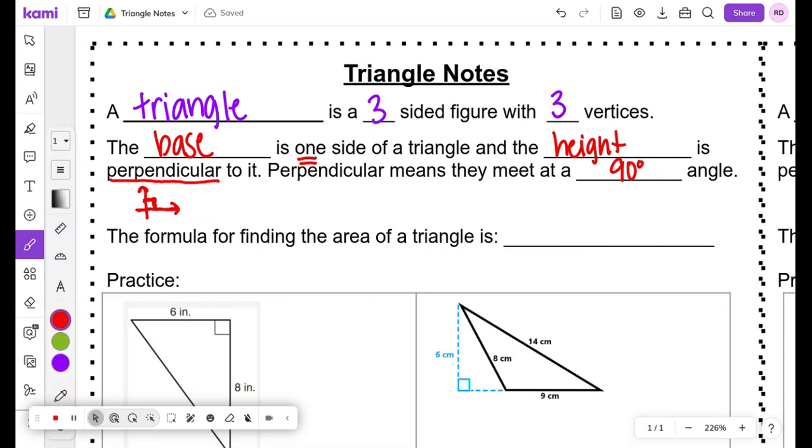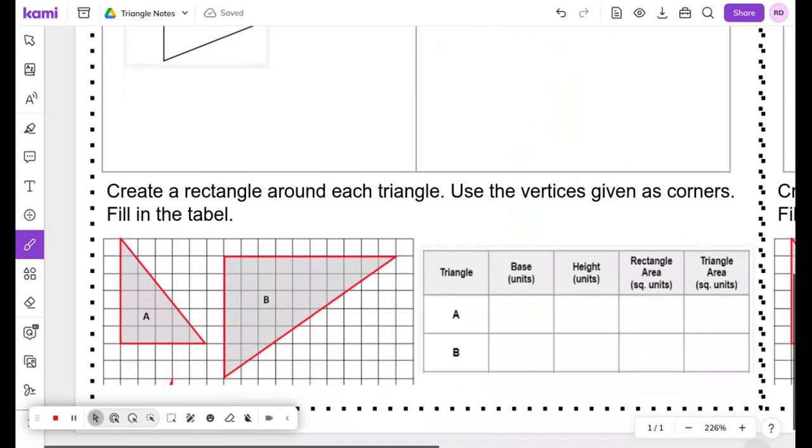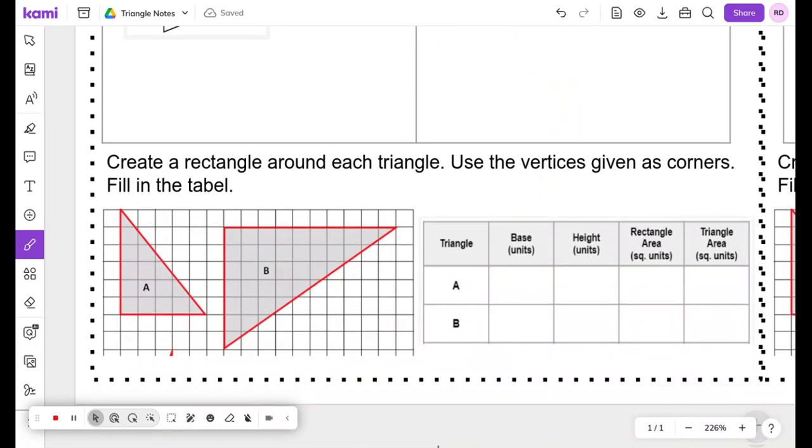The formula to find the area of a triangle is base times height divided by 2. So that formula, base times height, should look familiar because that was the formula we used for finding the area of a rectangle. But now we're going to divide it by 2 to get the area of the triangle. To explain why that is the formula, we're actually going to go to the bottom. So we're going to come back to that practice here in a little bit.